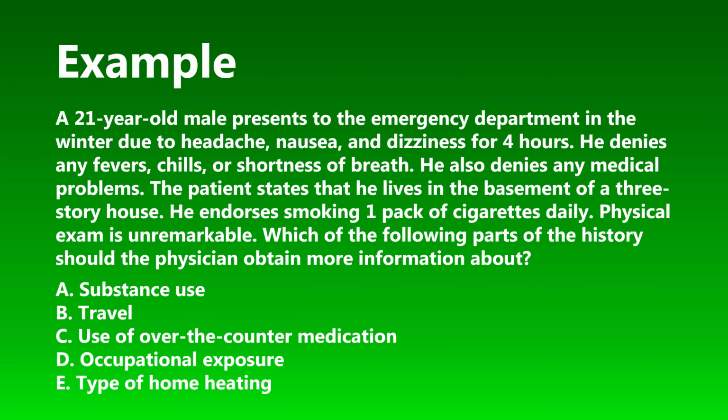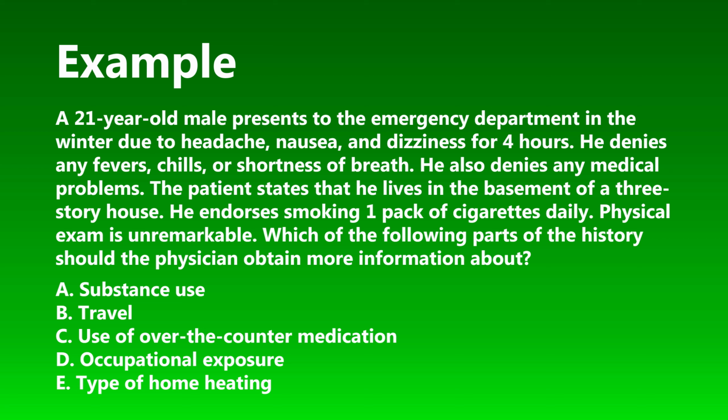So now that we have all of that information, let's break down an actual USMLE question and figure out how to answer it. So here's the question. Remember, part 1, we're going to start with the stem first. We're going to read the question at the end first. And that is, which of the following parts of the history should the physician obtain more information about? So just reading that part, we can already know that it's asking us about the HPI.